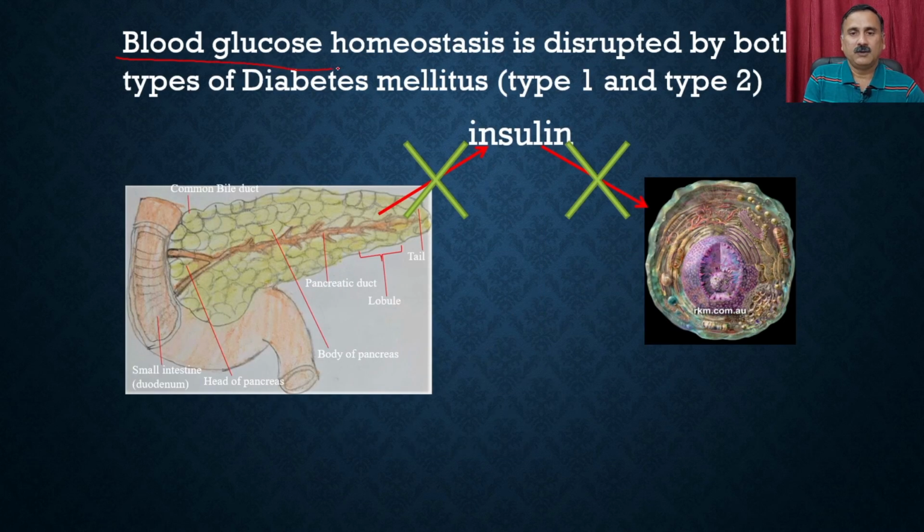Blood glucose homeostasis is disrupted in both types of diabetes mellitus, whether it is type 1 diabetes or type 2 diabetes. In both cases, the insulin has a very active role. The pancreas is secreting the insulin but the cells are not responding, or there is not an adequate amount of insulin production. In both of these conditions, there will be a disruption of the blood glucose homeostasis.